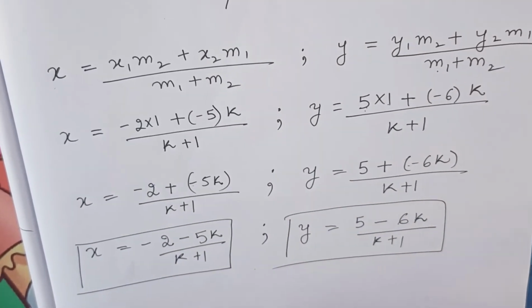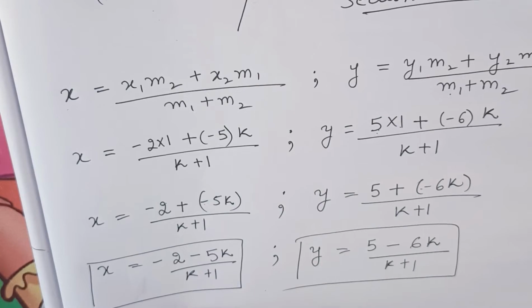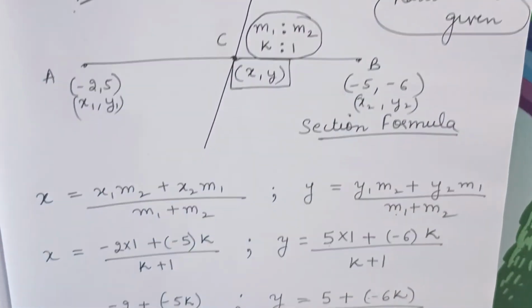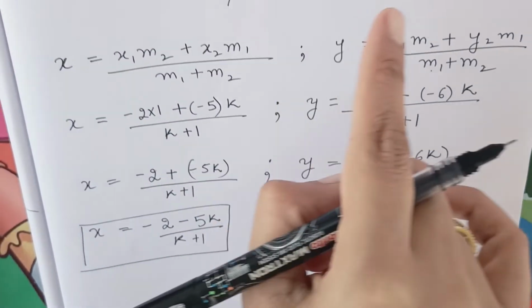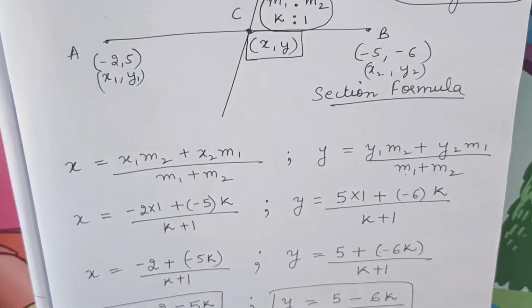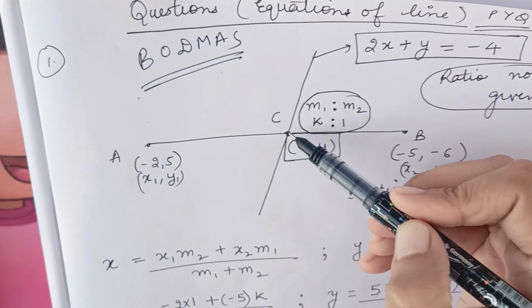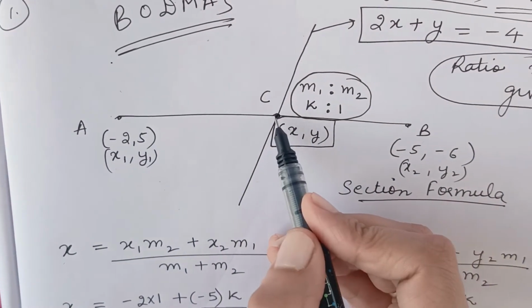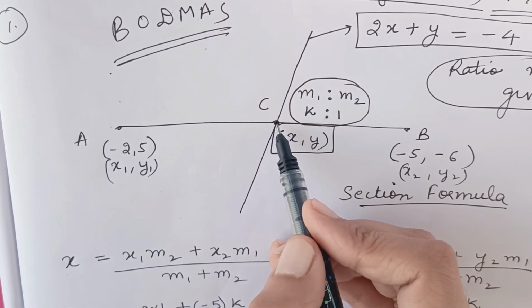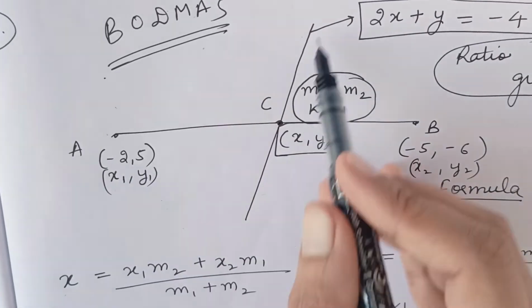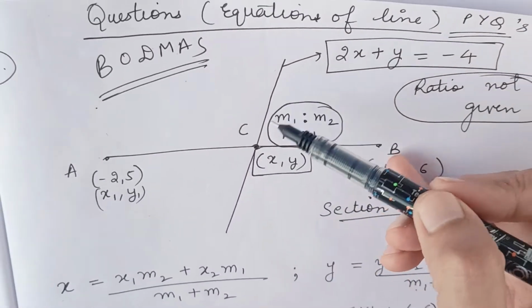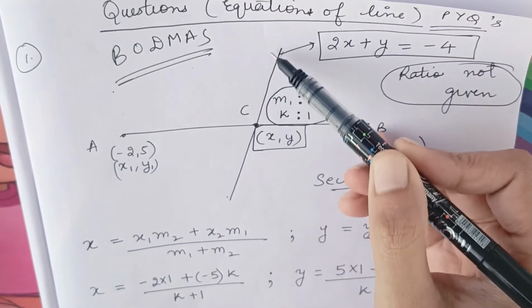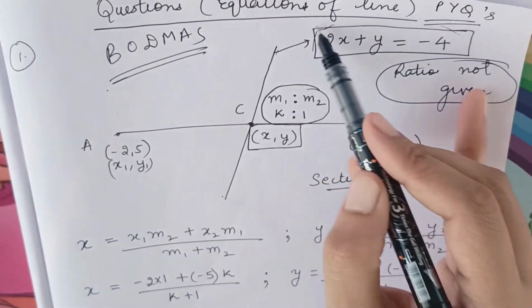So what we have done till now, we have used the section formula to find the value of x and y in terms of k. Now what you can see here, this x and y is the point of intersection of these two lines, where these two lines are meeting each other. These two lines are meeting at this point, and you can see this point is passing through this line also. So this line's equation is given to us.